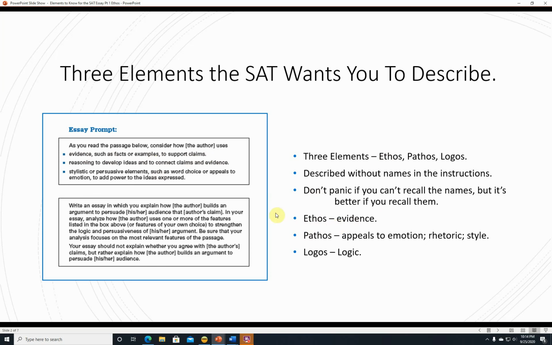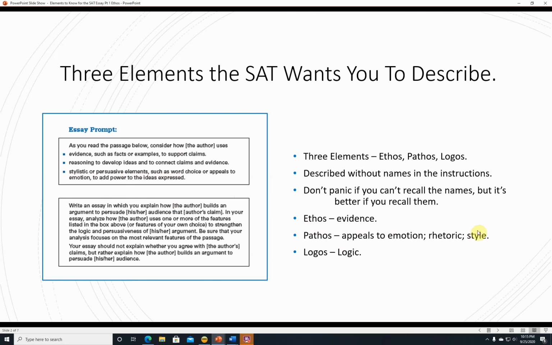That's going to be ethos. I pronounce it ethos. If that's wrong, oh well, sue me if you don't like it. And then reasoning to develop ideas and to connect claims and evidence. Reasoning is logos. You can remember logos looks like logic, which is reasoning. So reasoning to develop ideas is logos, logic. And stylistic or persuasive elements, such as word choice or appeals to emotion to add power to the ideas expressed. So that's going to be pathos. I think pathos sounds better to me.